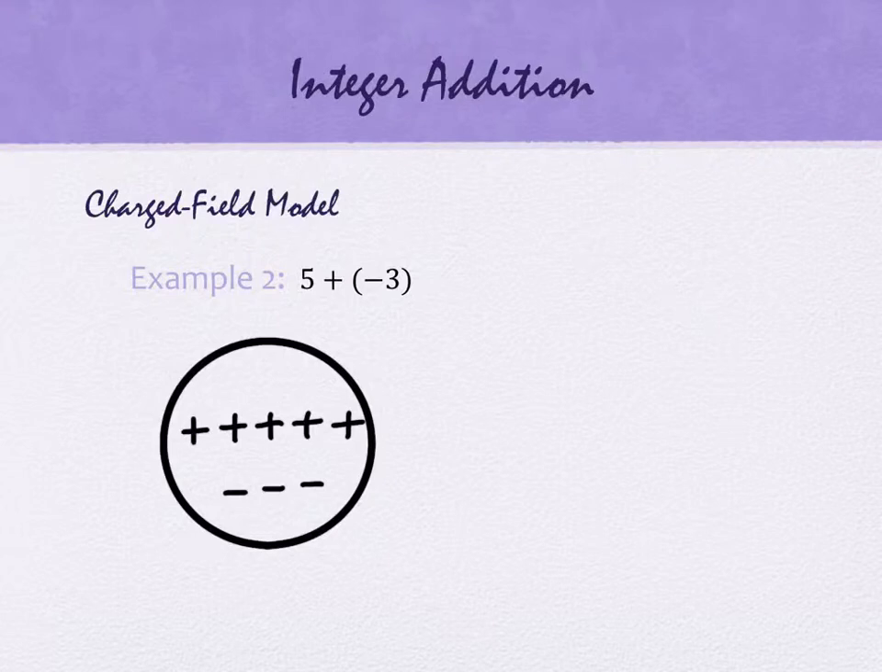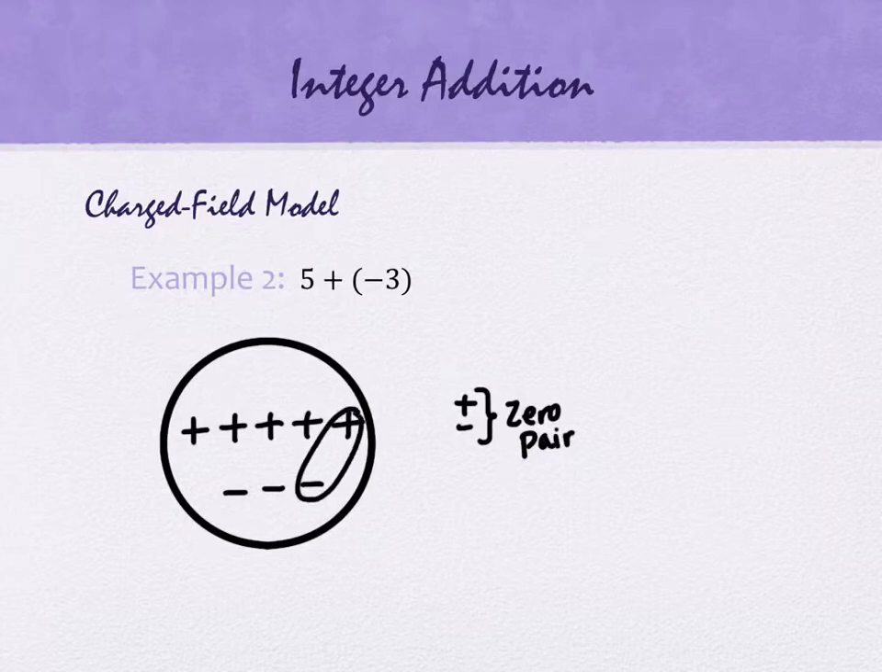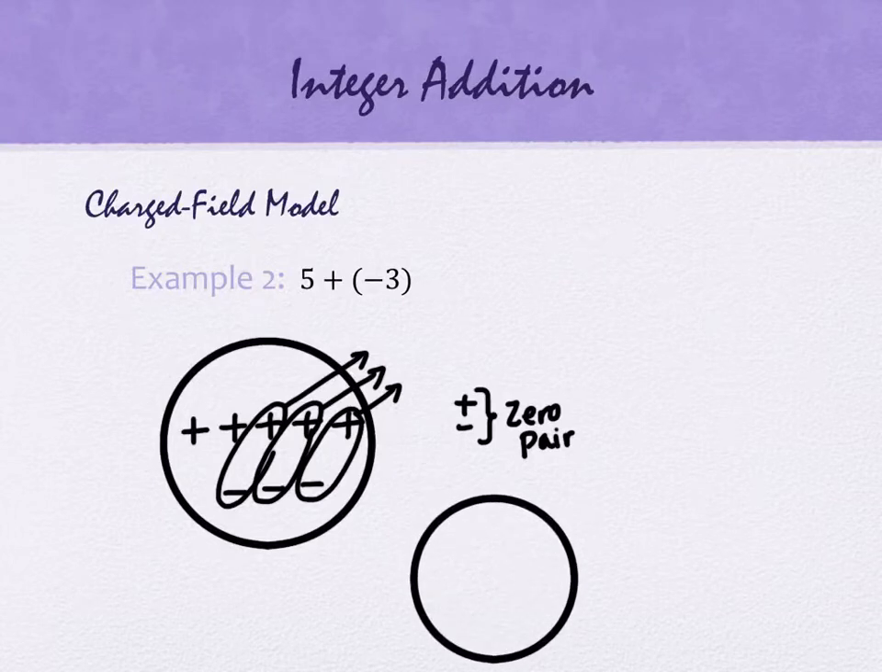And I do the same thing that I did before, right? A positive and a negative are a zero pair. So anytime I can pair them up, I will, to remove them. And I'm left with 2 positives for the number 2.